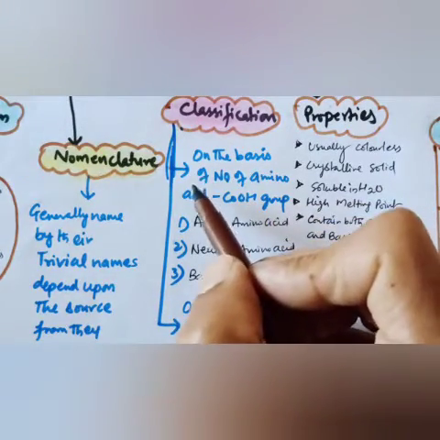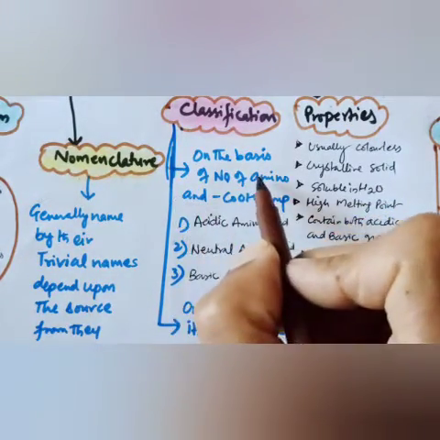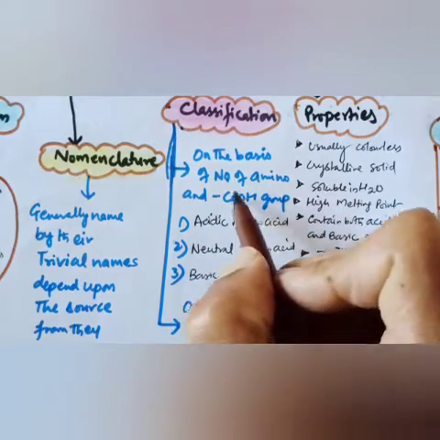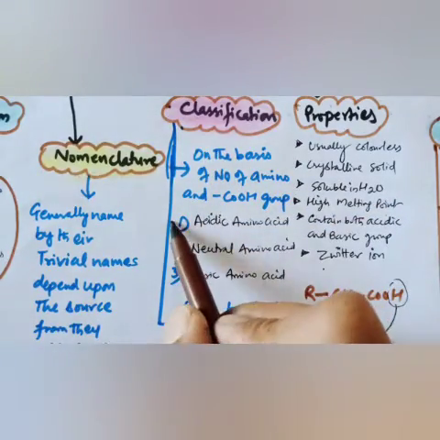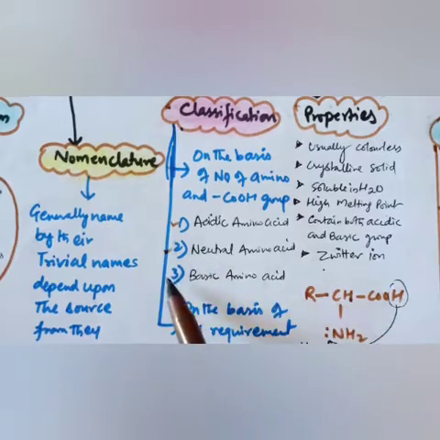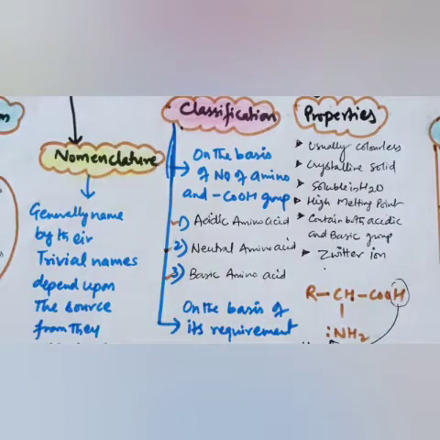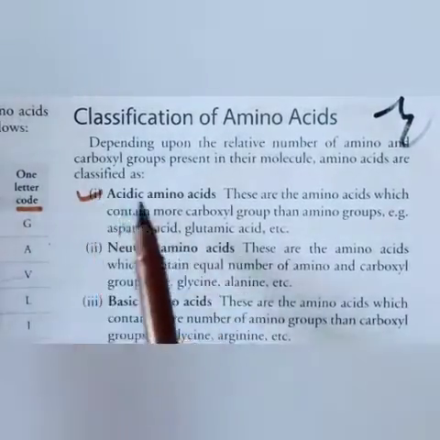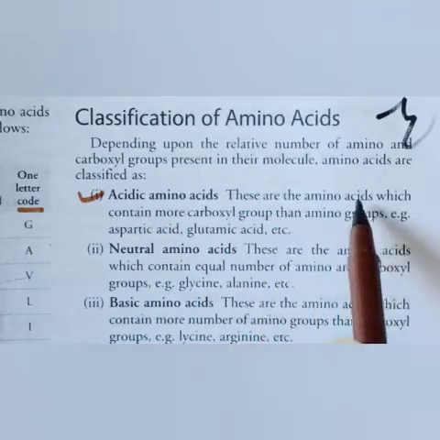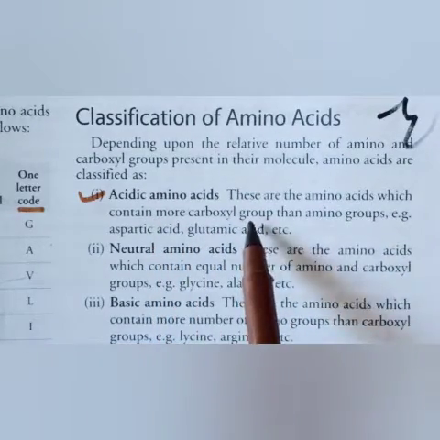Third is classification. On the basis of the number of amino groups and carboxylic groups, amino acids are classified into acidic amino acids, neutral amino acids and basic amino acids. Let's understand in detail. First is acidic amino acids. These are the amino acids which contain more carboxylic groups than amino groups.